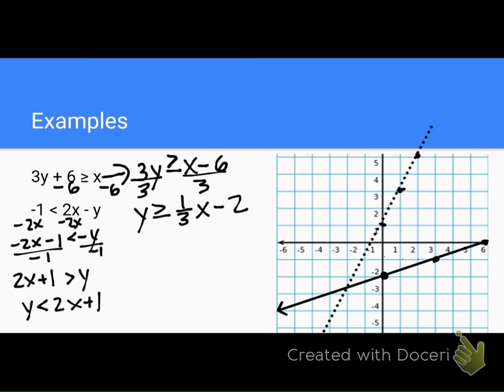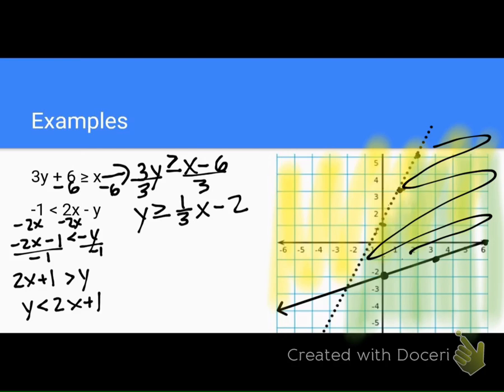Okay, now I'm going to shade the appropriate region. So for the solid line, I am looking for the values that are greater than or equal to that line. So I'm going to shade above. I want the y values that are bigger than the line. For the dashed line, I'm looking for the y values that are below, that are less than the line, so I'm going to shade the y values that are less than it. And I can see they overlap in this section in here.